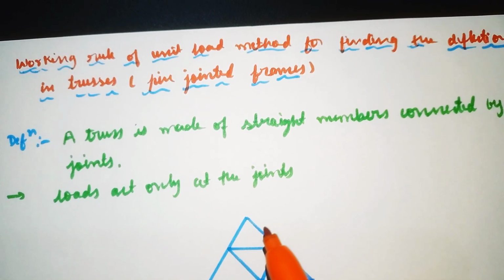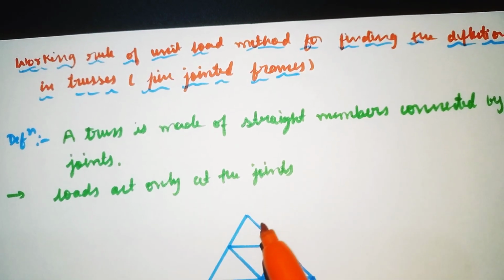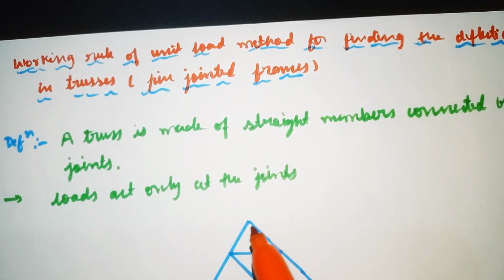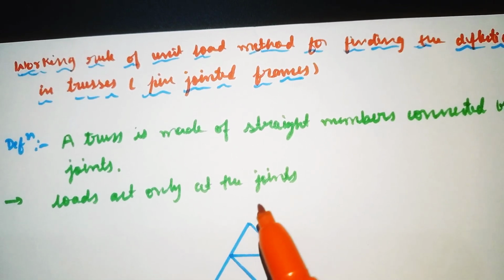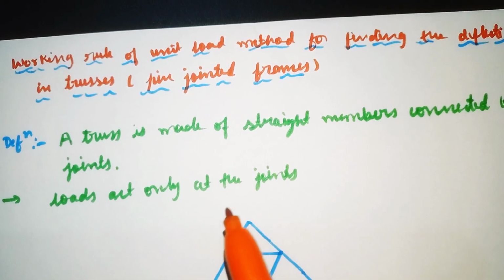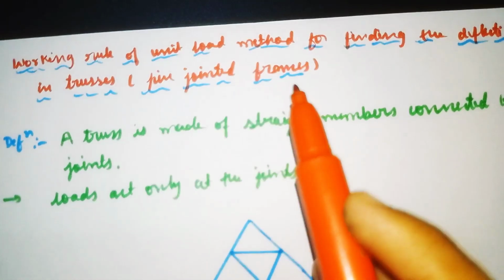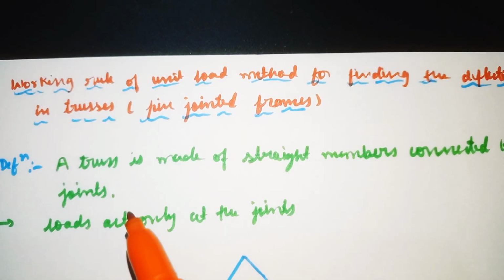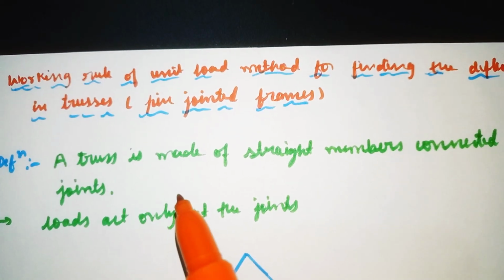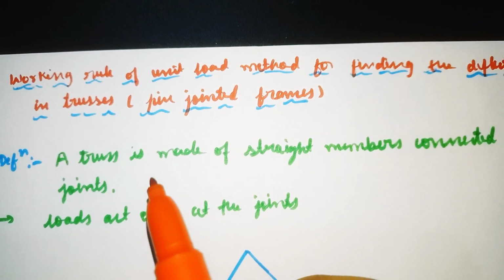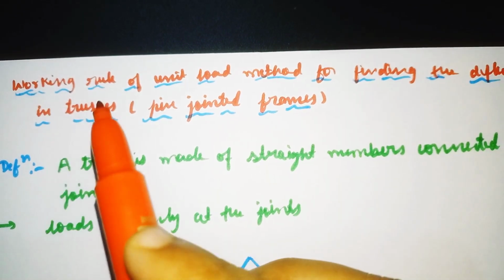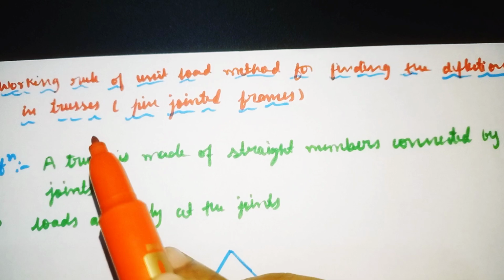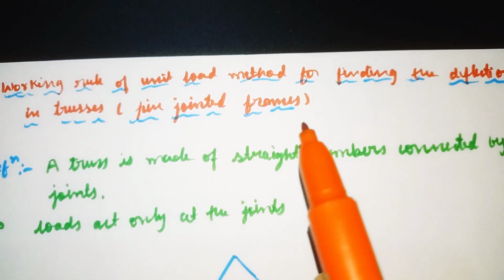So in the last video we have seen the unit load method for pin jointed frames. Now we will see the working rules of the unit load method for pin jointed frames. It is nothing but trusses. Now we will see the procedure for solving trusses by using the unit load method: the working rule of the unit load method for finding the deflection in trusses. It is also called pin jointed frames.